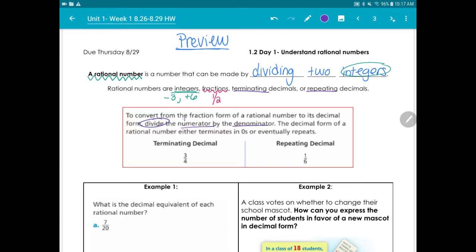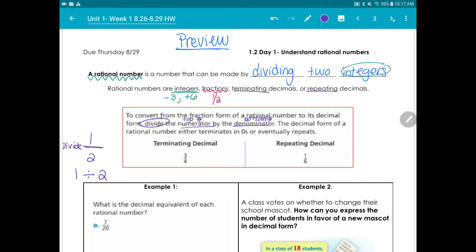This is just the top number divided by the bottom number. The decimal form of any rational number either terminates or eventually repeats. So we're going to test this out using calculators today. What you need to know is a fraction symbol really just means to divide. So 1/2 is the same thing as saying 1 divided by 2.